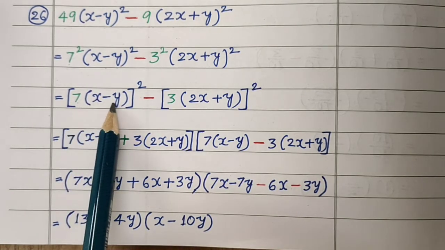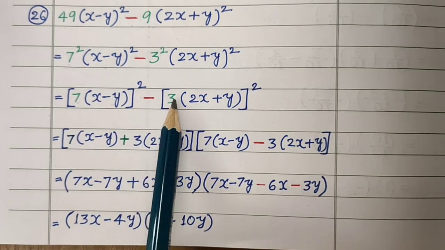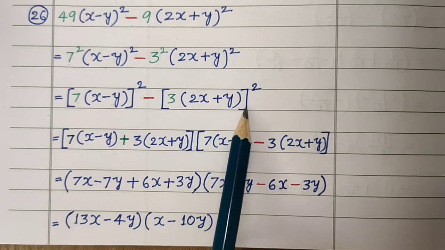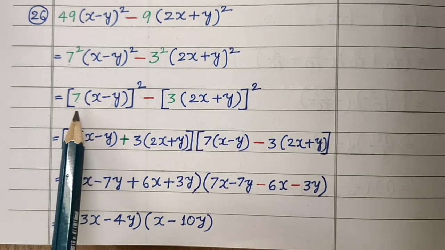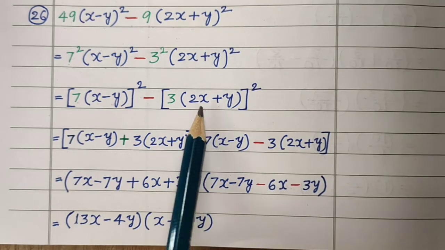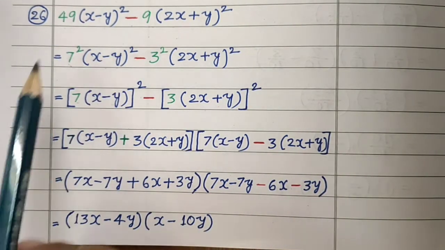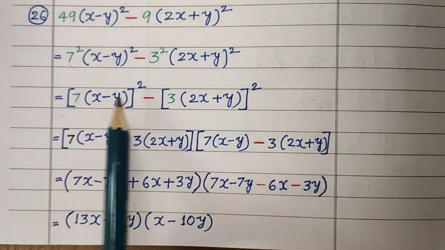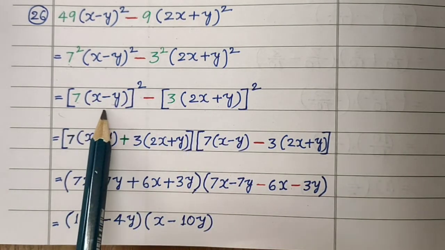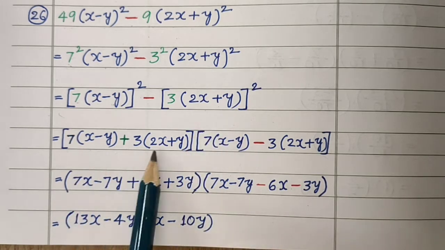[7(x − y)]² − [3(2x + y)]². We are converting into the form of a² − b². You cannot keep 49 and 9 like that only. You have to convert that into squares and bring inside the bracket. Then you can make it as a whole square. Now this is in the form of a² − b², (a + b)(a − b).